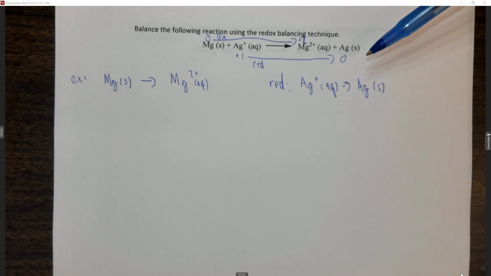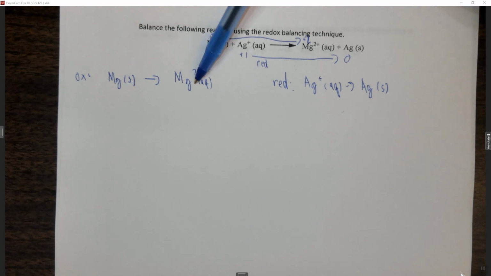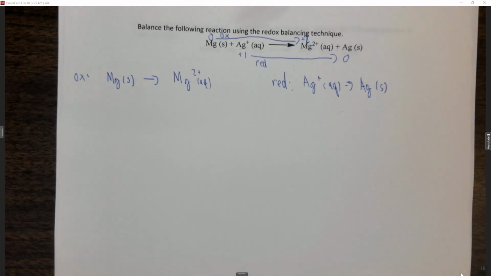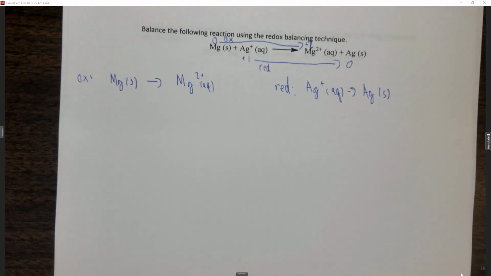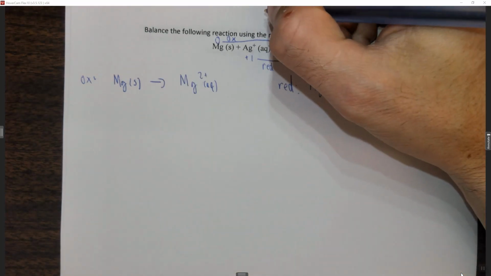The next thing we would do is balance the mass, or balance the elements in each half reaction. So in this case, the elements are balanced. We have magnesium yielding magnesium and silver plus yielding silver. So the elements are already balanced. In the case where you have oxygens, you'll see in later examples, this is a lot more work. So we can essentially skip step 3. Now, step 4 is to balance the charges.